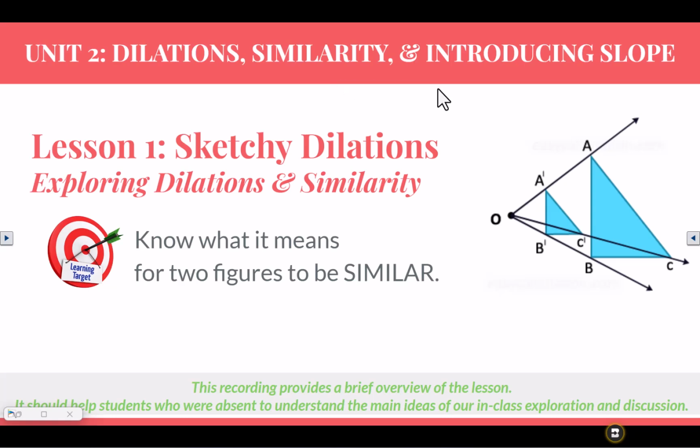Welcome to our new unit on dilations, similarity, and introducing slope. This is Lesson 1, Sketchy Dilations, Exploring Dilations and Similarity. And in this lesson, you'll know what it means for two figures to be similar.